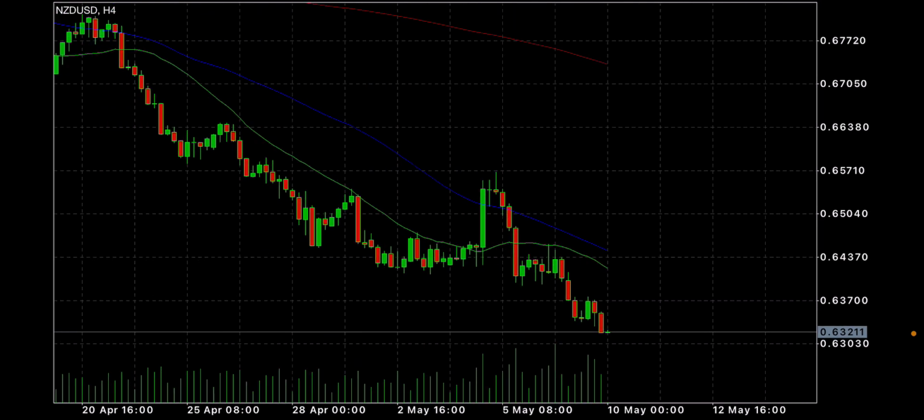Before we break down the technical analysis of what's happening on the chart, let us talk about what is happening fundamentally with each currency. We'll talk about the Kiwi first, the NZD. The NZD is coming into this trading week as one of our weaker currencies.